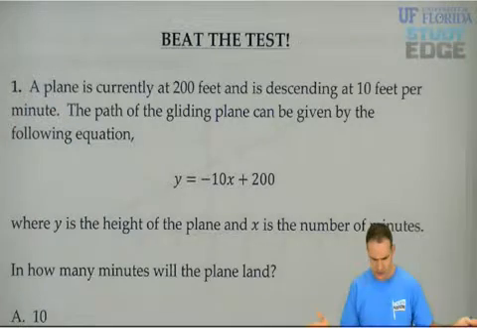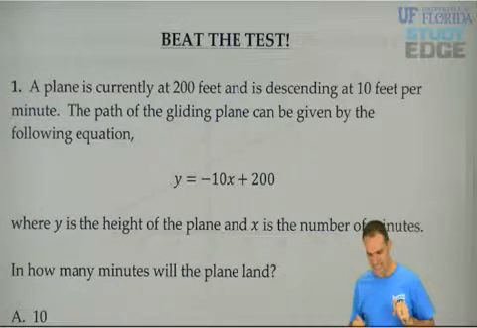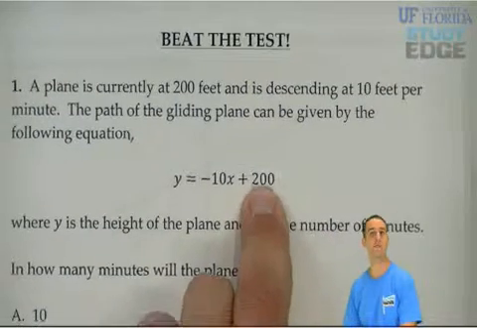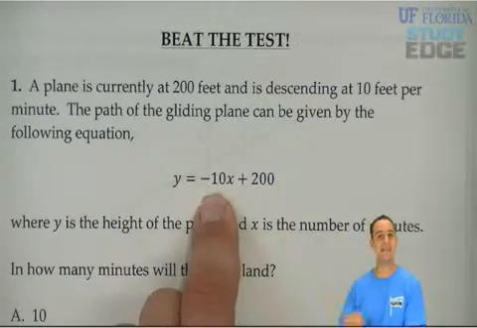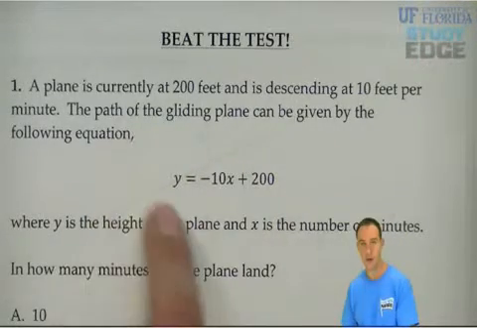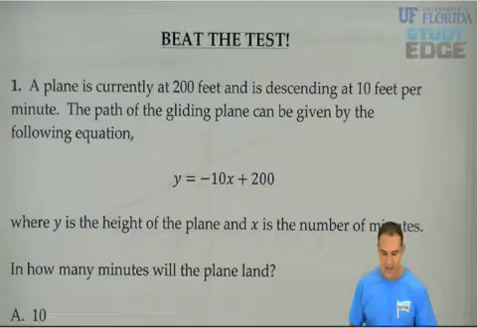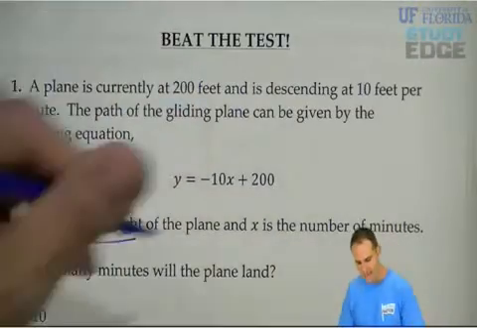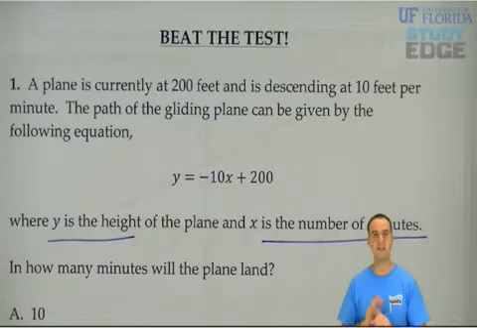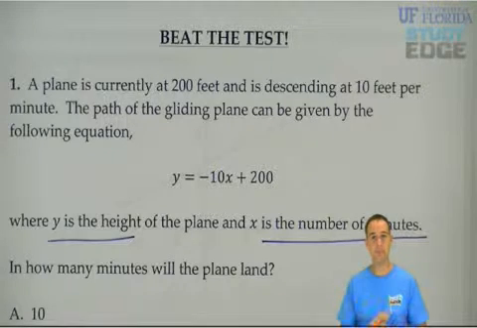A plane is currently at 200 feet and descending at 10 feet per minute. So it's starting at 200 feet and descending at 10 feet per minute. The path of the gliding plane can be given by the following equation, where y is height and x is the number of minutes. How many minutes will the plane land? So in how many minutes will the plane land?